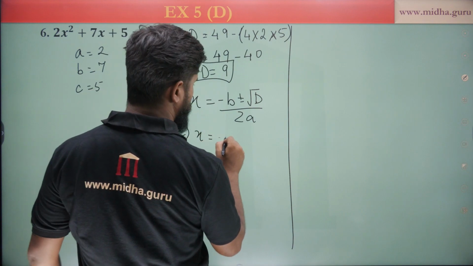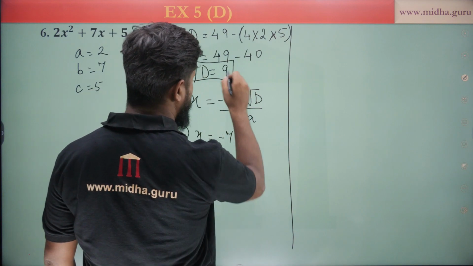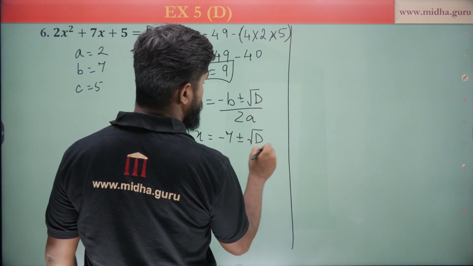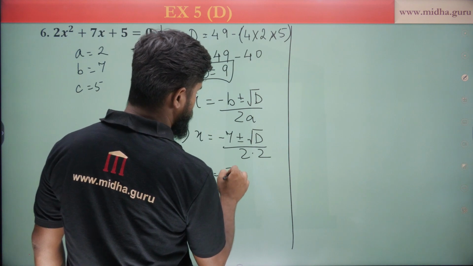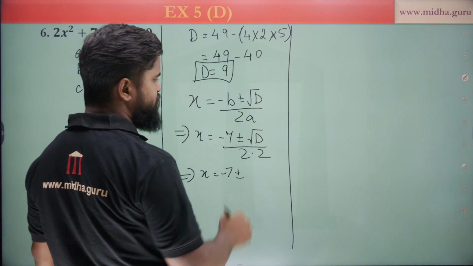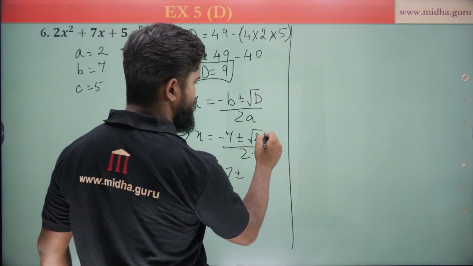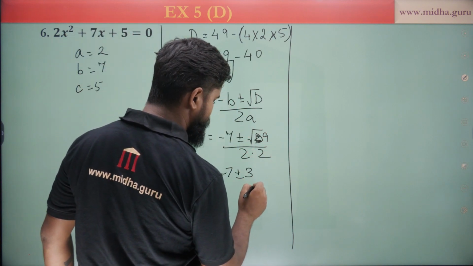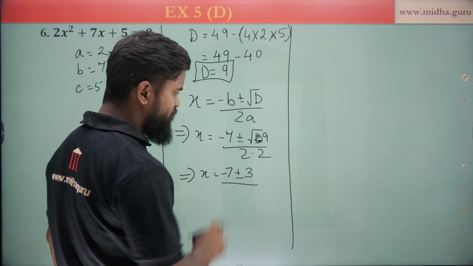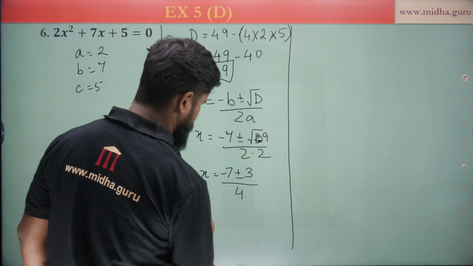So b is 7, so minus 7 plus or minus the root of this discriminant divided by twice of a, that is 2 into 2. So x is equal to minus 7 plus or minus, now since d is, oh I didn't write it here, sorry, 9. Since the discriminant is 9, we know it's a perfect square, that is the root of 9, the square root being 3, divided by 2 into 2, which is 4.